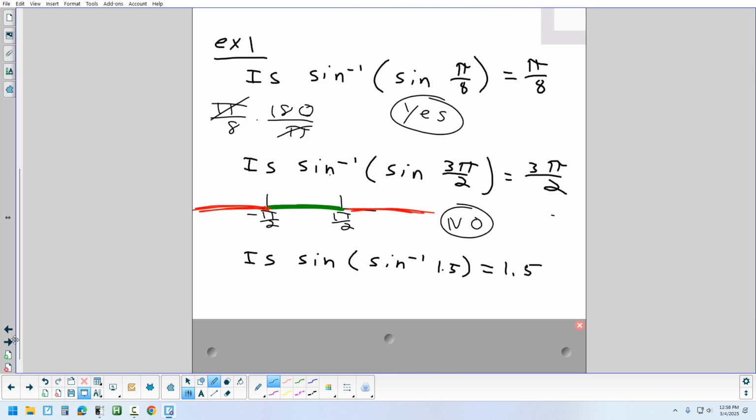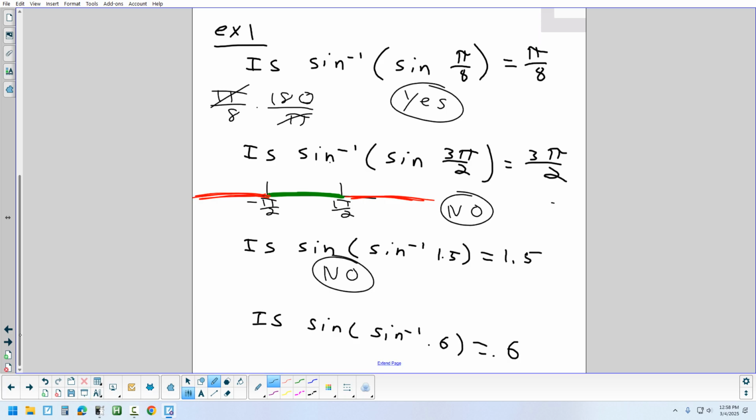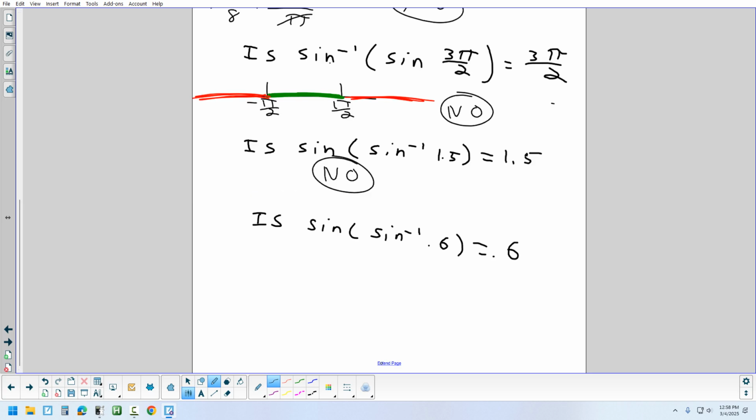Negative 1 and 1. Is that between negative 1 and 1? No. Is the answer there? No. Okay. How about this one? The sine of the inverse sine of 0.6. Yes. Okay, those would cancel out. That's formula 2b. And that number is between negative 1 and 1.